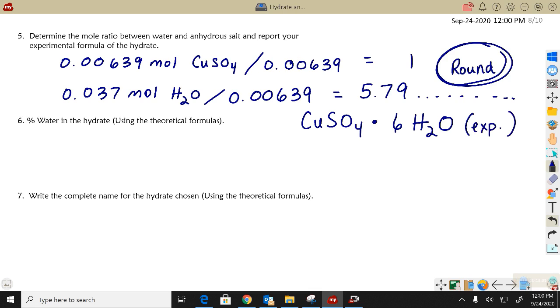Experimental formulas are flawed, maybe, unless you got really good data. But there could be error in this one. Because now, for example, when I move on to 6, and it wants the percent water in my hydrate, well, now they say to use the theoretical formula. Oh, well, the theoretical means like the true formula.